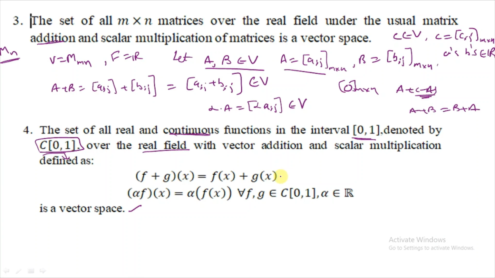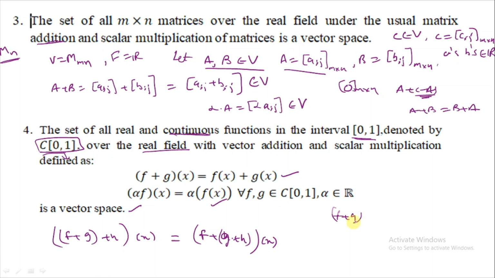Given two vectors, check the closure property: vector addition is closed and scalar multiplication is closed. You already know the sum of continuous functions is a continuous function. Any two continuous functions give again a continuous function, so closure holds. Then take the associative property: f plus g plus h is the same as f plus (g plus h) of x. You can check it. Commutative property: (f plus g)(x) can be written the same as (g plus f)(x).